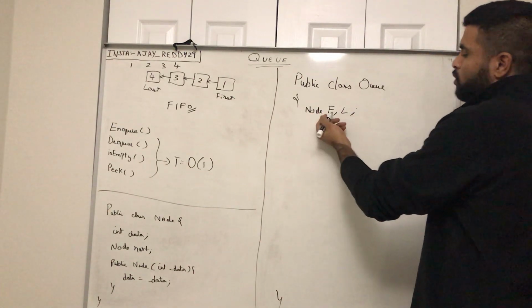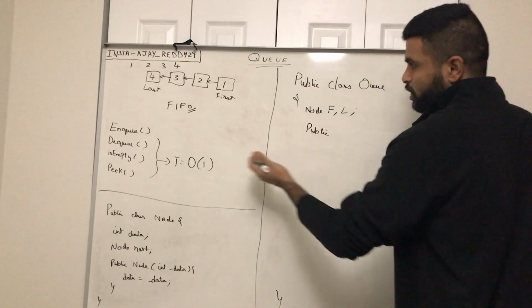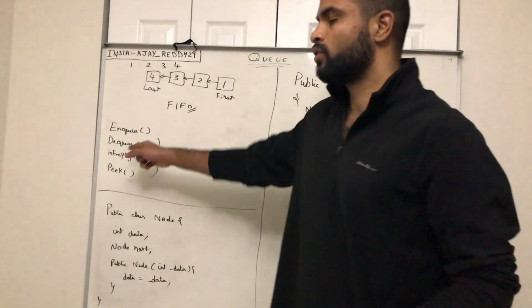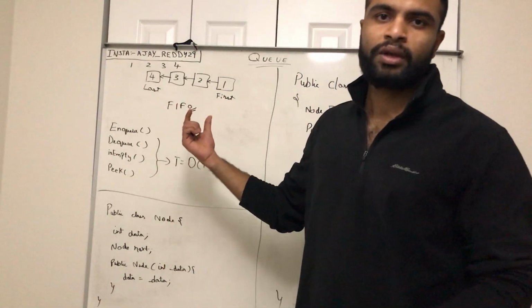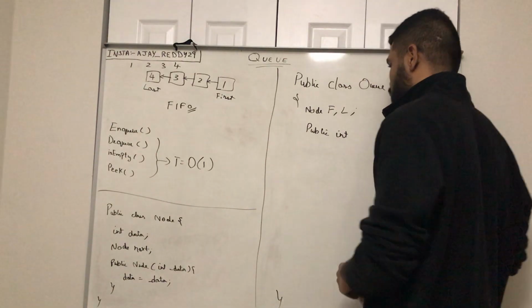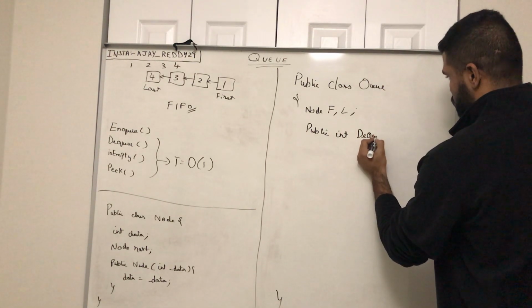So I'll have the same pointers first and last. The dequeue function will actually remove the first element, and also it will return the first element. So for that I'm using int return type and dequeue.